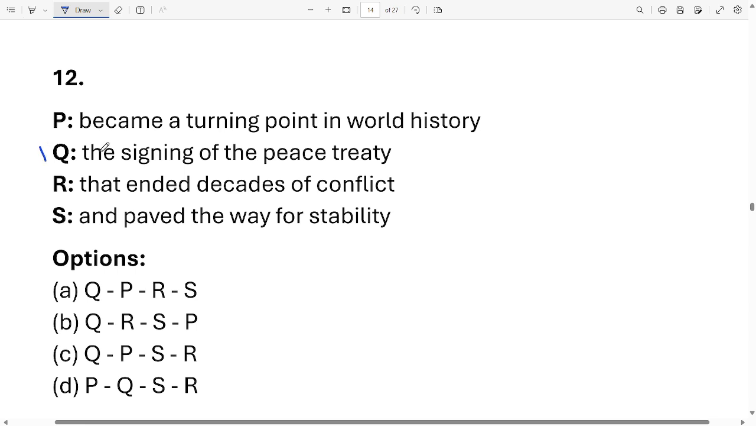First is Q, the signing of the peace treaty became the turning point in world history that ended a decade of conflict and paved the way for sustainability. Okay, so our combination is QPRS. QPRS, first option, option A.